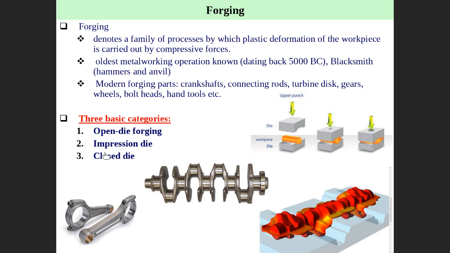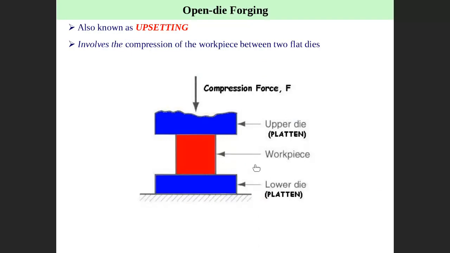We have open die forging, impression die forging, and closed die forging. These three categories are in the forging operation. Let me discuss, starting first with open die forging. Open die, we also call it upset. Whenever you find the word upset, it has the same meaning as open die.